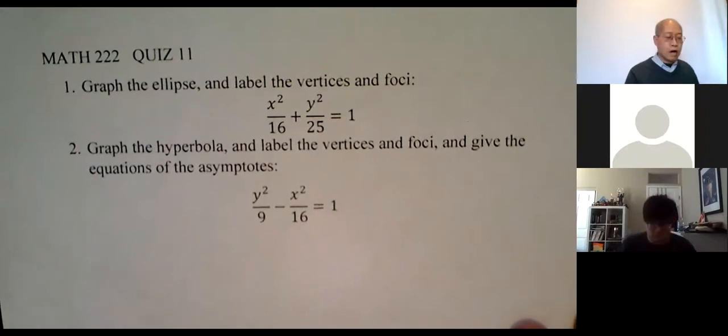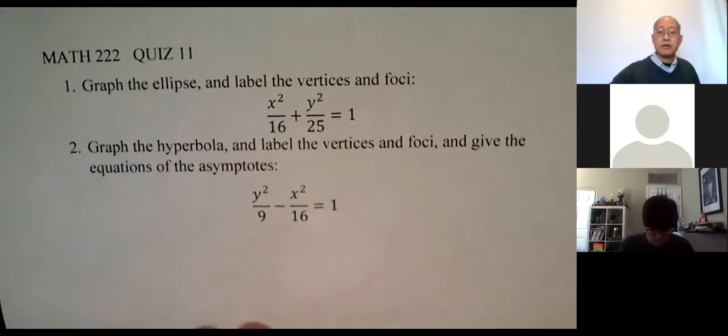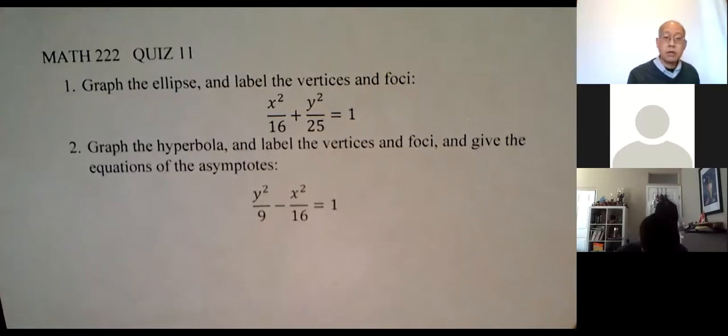All right, number 1, graph the ellipse. Label the vertices and the foci. x squared over 16 plus y squared over 25 equals 1. Number 2, graph the hyperbola. Label the vertices and the foci and give the equations of the asymptotes. y squared over 9 minus x squared over 16 equals 1.